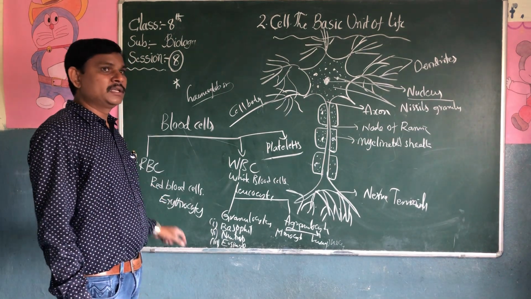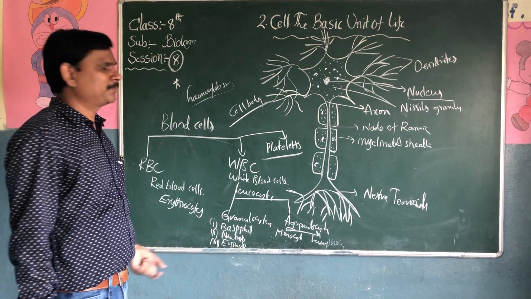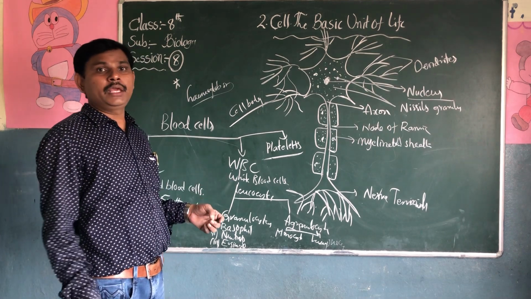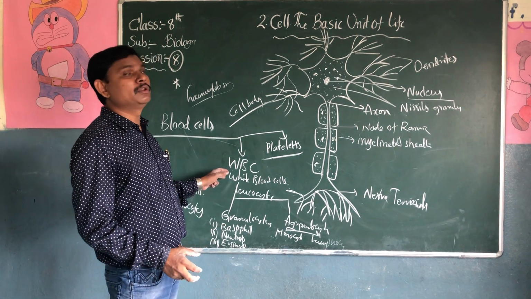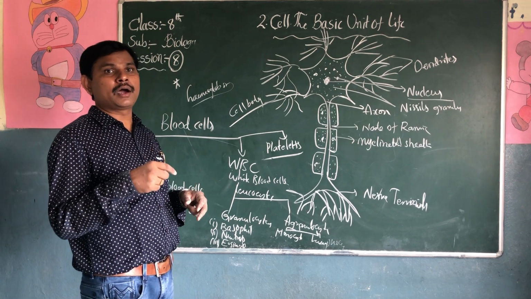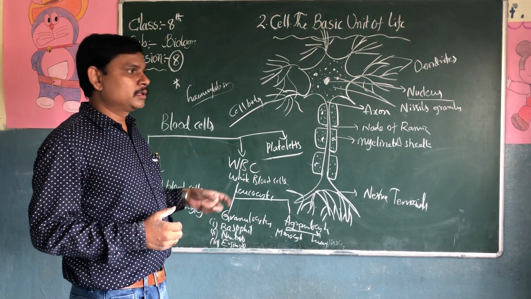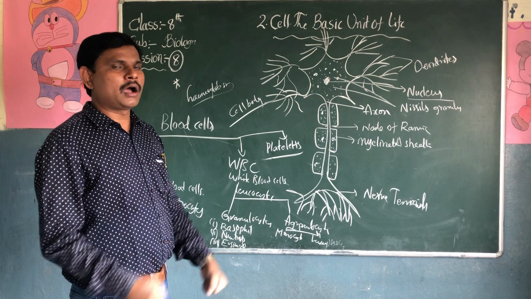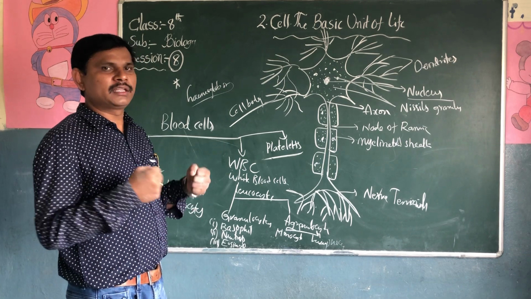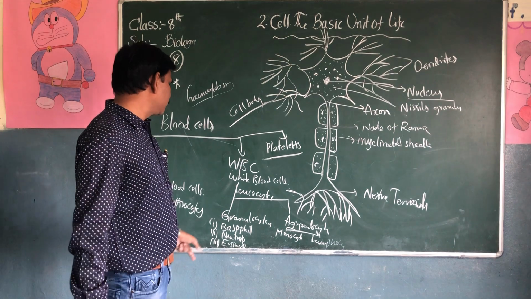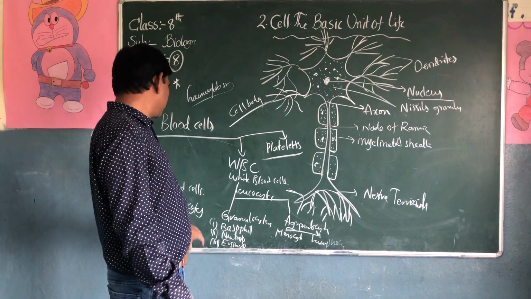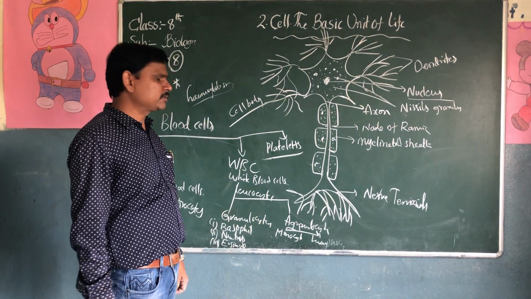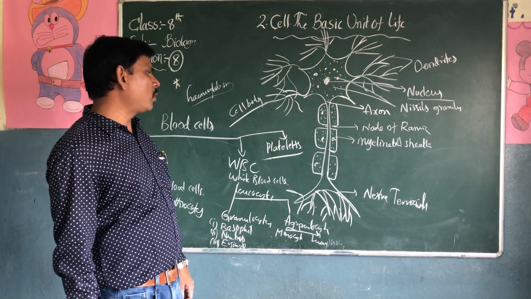What is the function of RBC? They carry oxygen and nutrition into the cells. What is the function of WBC? WBC have immunity power. If any microorganisms enter the body, WBC fight against the harmful bacteria, kill them, and send them outside the body. They include granulocytes and agranulocytes: basophils, neutrophils and eosinophils, and monocytes and lymphocytes.